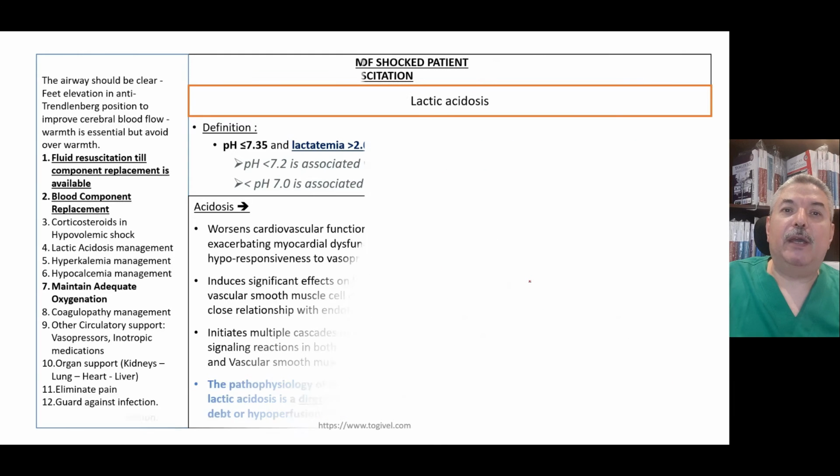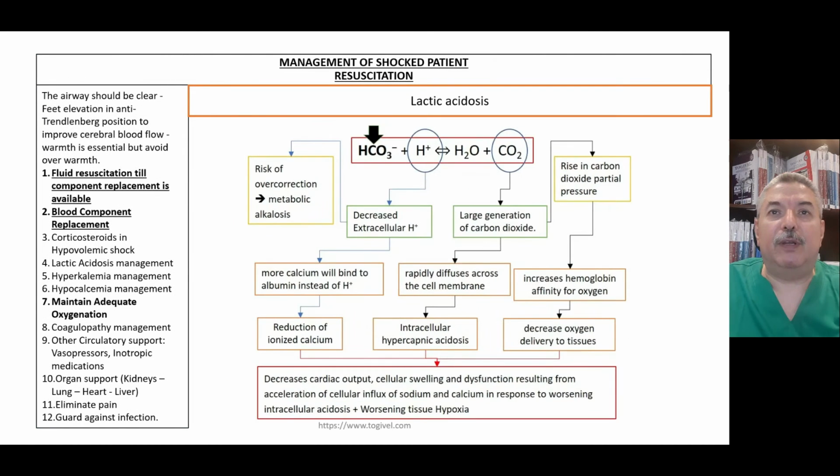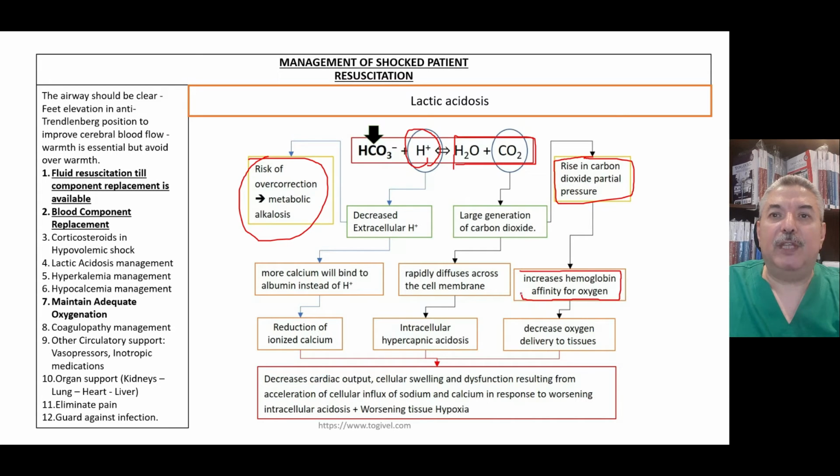Why? Because when you give bicarbonate, it will buffer the acid, which is the hydrogen ions, and it will form water and carbon dioxide. First thing is that there is a risk of overcorrection, but this is a trivial risk. I'm not so worried about this. The problem is in the rise of the carbon dioxide. Rise of carbon dioxide pressure means that I have increased the hemoglobin affinity for oxygen. The oxygen dissociation curve is shifted to the right with more sticking of oxygen to hemoglobin. So I will increase the hypoxia.